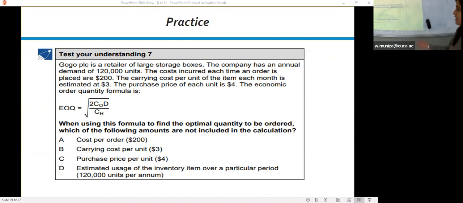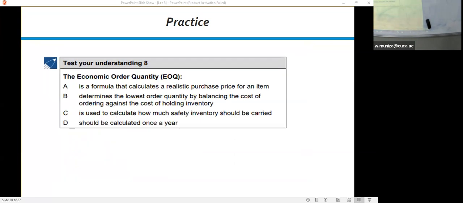Estimated usage of the inventory item over the particular period, that is demand. So these are all used instead of purchase price per unit. So they have given the scenario anyhow, but without reading the scenario, we do know that in this specific formula we are not using purchase price per unit. Okay, now the economic order quantity is a formula to calculate a realistic purchase price for an item. Is it? Is it the formula to calculate realistic purchase price? No. It determines the lowest order quantity by balancing the cost of ordering against the cost of holding inventory.